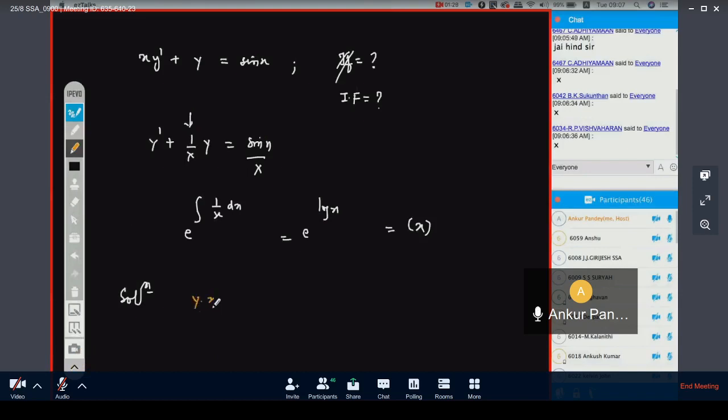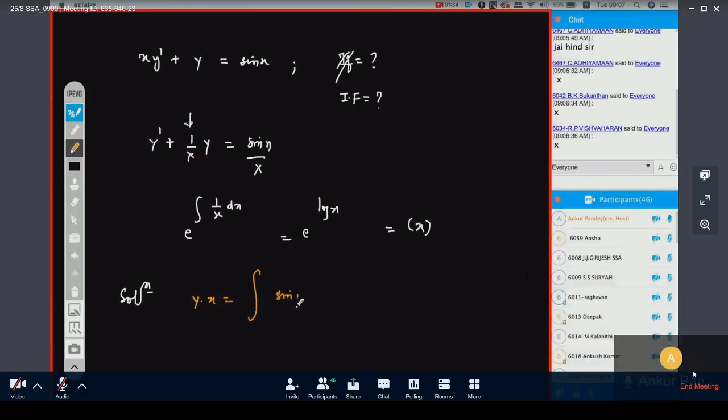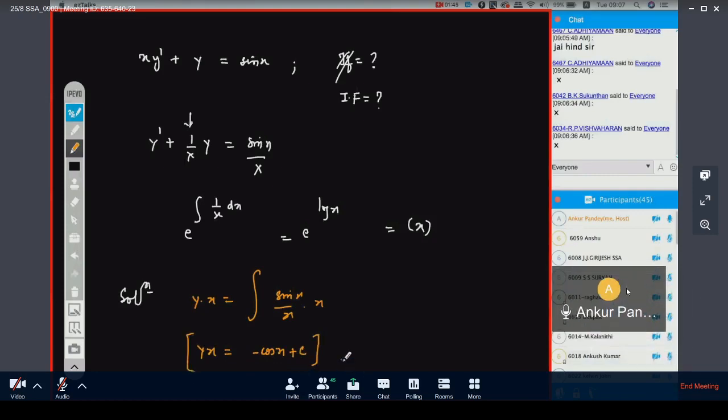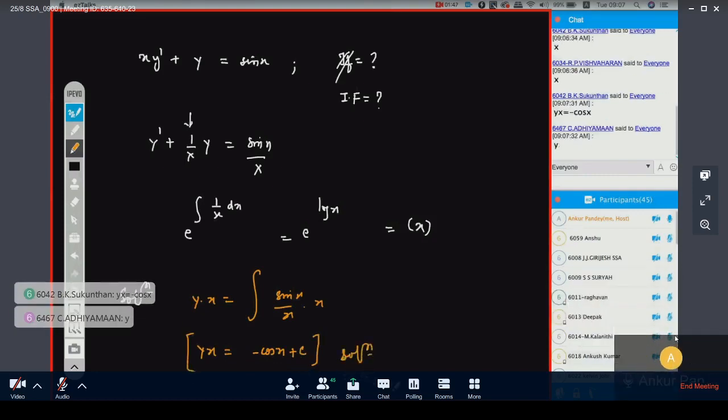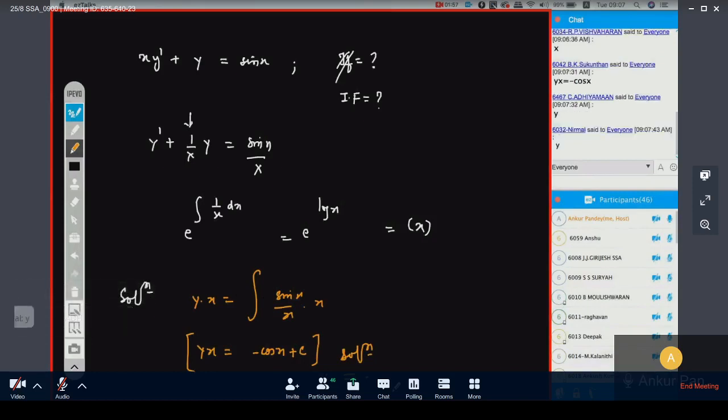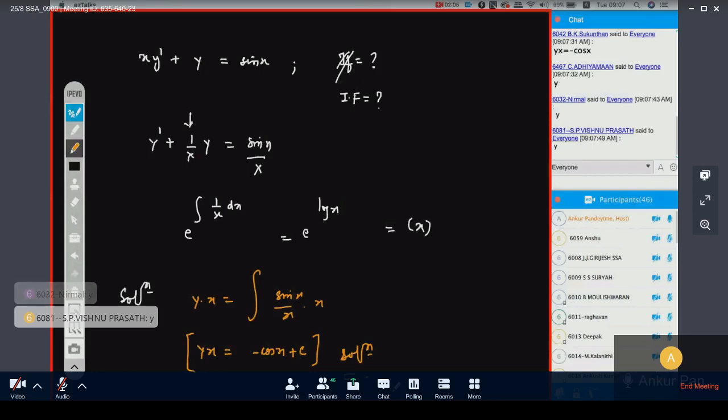Solution will be y into integrating factor is equal to integration of q into integrating factor. So y into x is equal to minus cos x plus c is the solution. Yes or no? Very good. Plus c is important. Clear? Good.